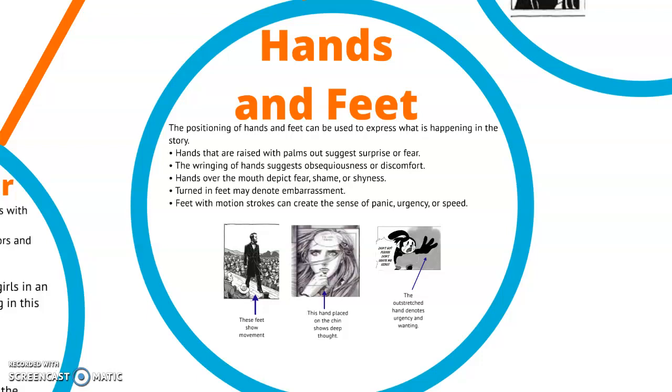Hands over the mouth. Turned-in feet may denote embarrassment. If you can imagine your feet are sticking out straight, and you sort of turn them inward, very often without any text, we can infer shyness. Okay, feet with motion strokes can create the sense of panic, urgency, or speed, particularly if they're motion strokes that show that they are moving. They could be walking quickly, briskly, maybe nervous, but that's something that you would have to infer within the context of all the panels. In this case, we have Abraham Lincoln.